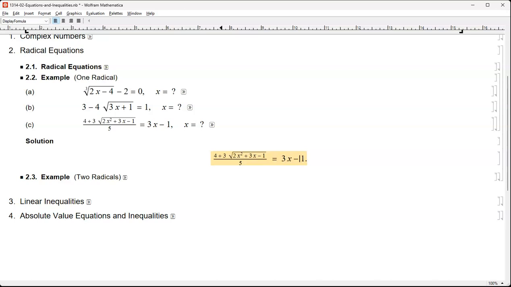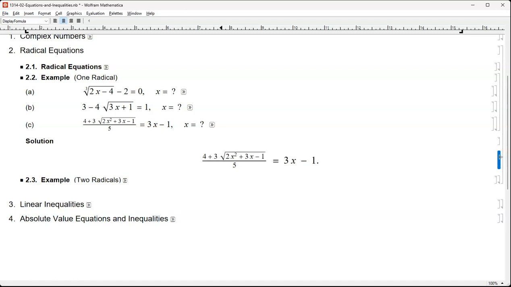Put some space in between and then bigger font. Alright, isolate the square root. How do I do that? Step 1, denominator. Let's remove this denominator to the other side.